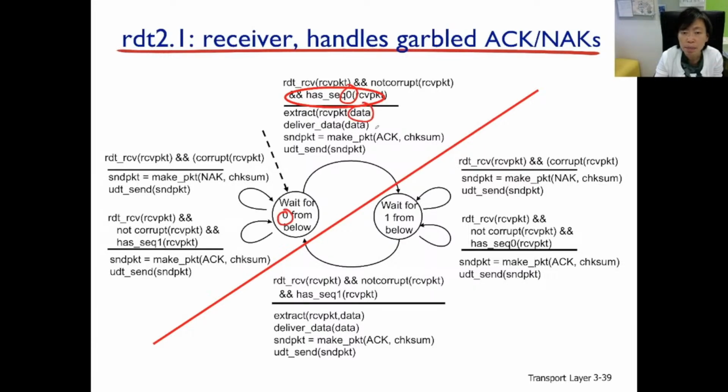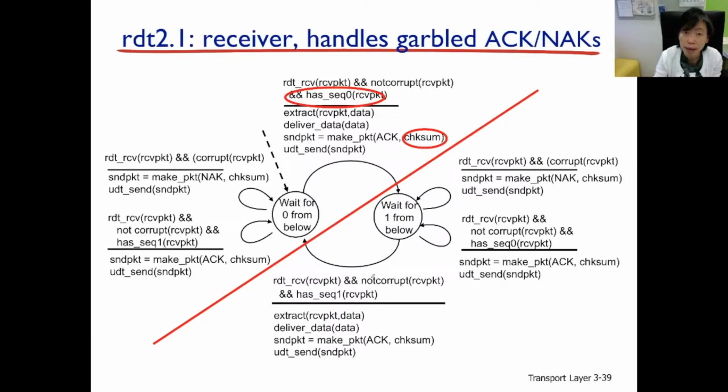Let's extract the data, pass it up to the application layer, and generate the ACK packet, but this time including the checksum. This is included in RDT 2.1 because we are now assuming ACK/NAK could also be corrupted. So the checksum here enables the sender to check whether the ACK or NAK packet is corrupted. That ACK packet with the checksum will be generated and sent back. All right, straightforward. And we move to the new state, wait for 1 from below.